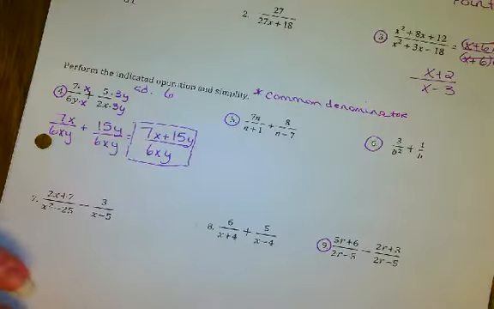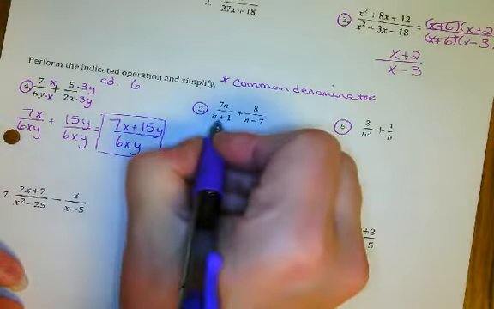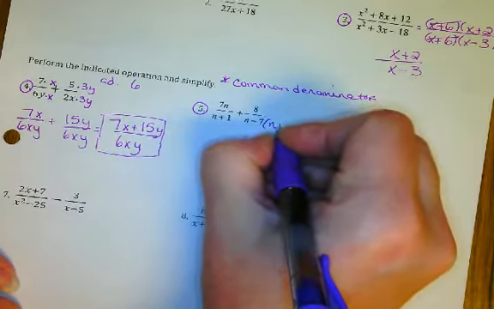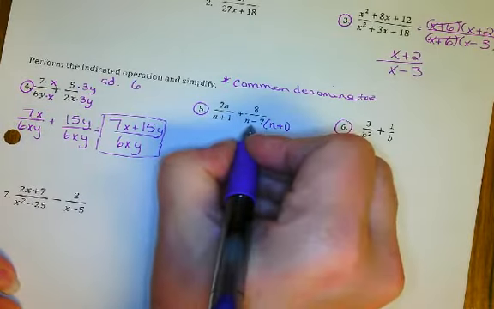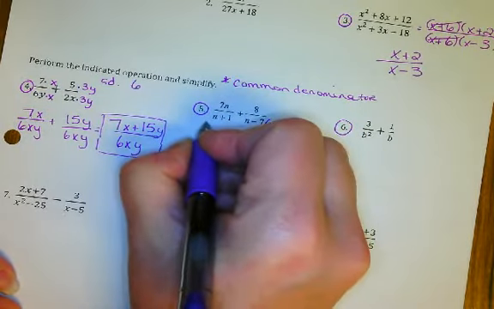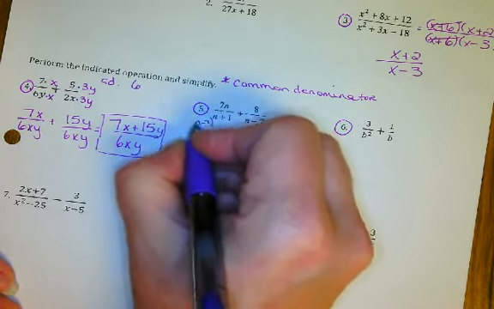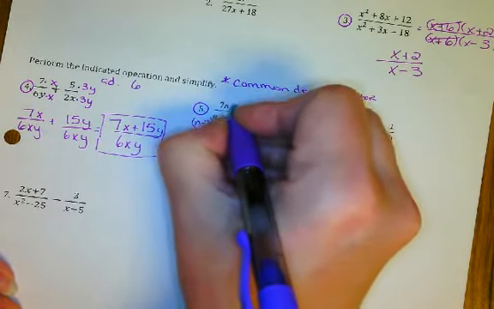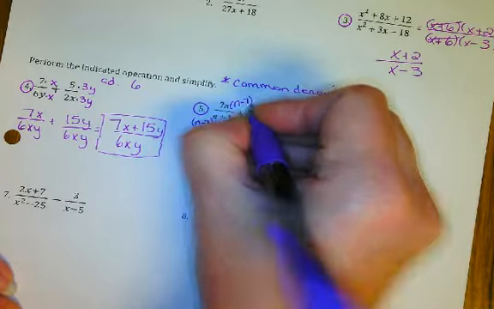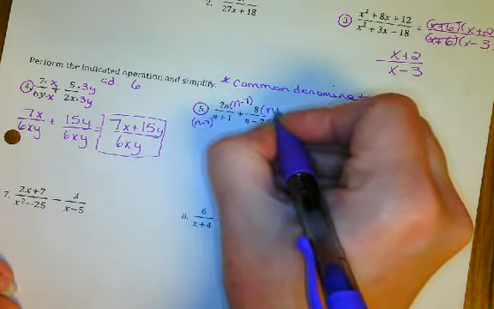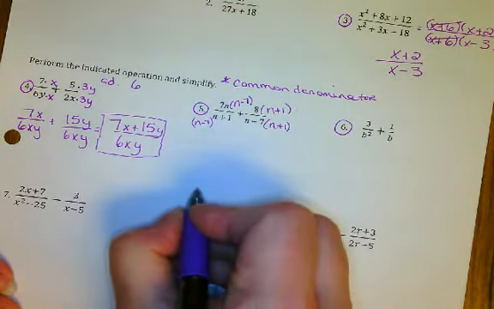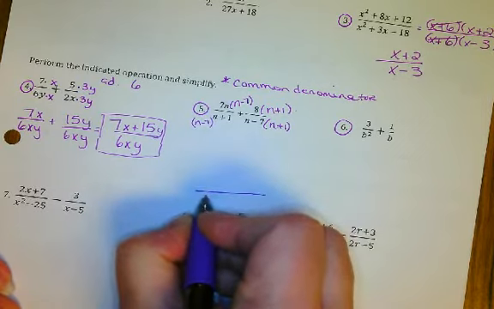Okay, on number 5, again, I need a common denominator. So if this has n plus 1, this also has to have n plus 1. And if this has n minus 7, this also has to have n minus 7. And again, whatever you do on the bottom, you have to do on the top. And then same thing over here. So I'm going to write the common denominator down here.